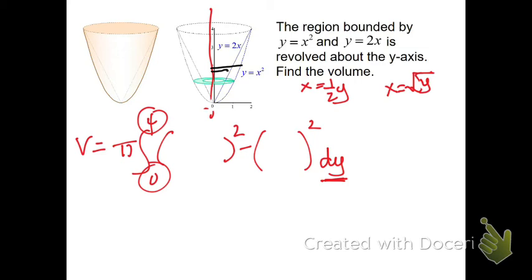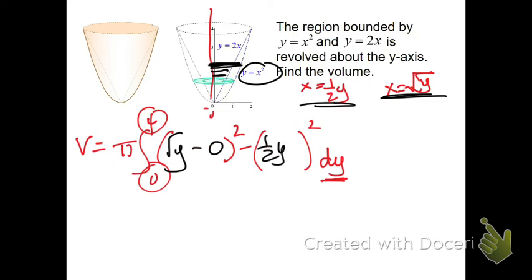And now we just got to remember to write them in terms of y, not x. So big R is from the parabola, square root of y minus 0 if you want to write it, but you don't have to. And little r is from the line, 1/2 y minus 0.